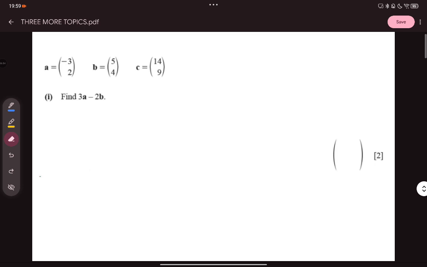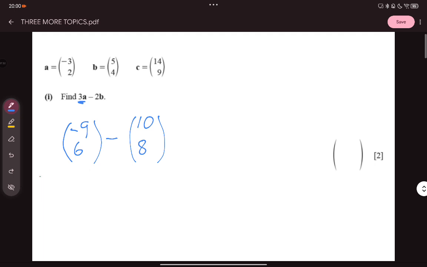Find 3a minus 2b. Now, if I was doing this question, I certainly would not try to do it in one go. I would first of all work out the first part of the question, 3a. 3 times vector A. 3 times negative 3, negative 9. 3 times 2 is 6. And then minus 2 times B. 2 times vector B would be 10, 8. So there's my working out.